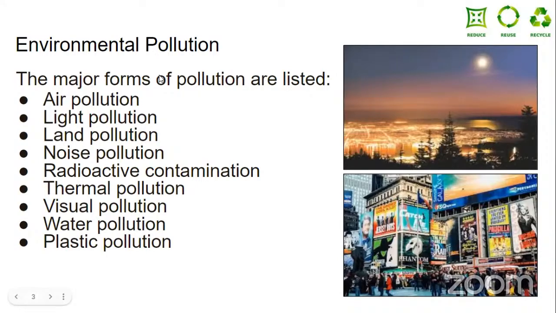Then visual pollution. You can see in the last picture, in the rightmost, bottommost corner, a picture showing visual pollution. You can see n number of posters with n number of colors. These are results of visual pollution; when you look at them, it creates an imbalance in your vision. Then water pollution, of course the major one, and plastic pollution, which is a great concern for us at this time.